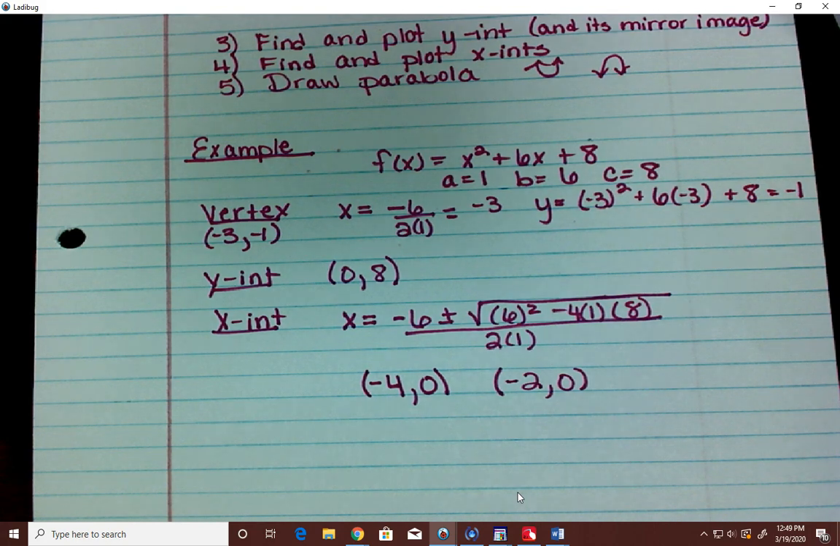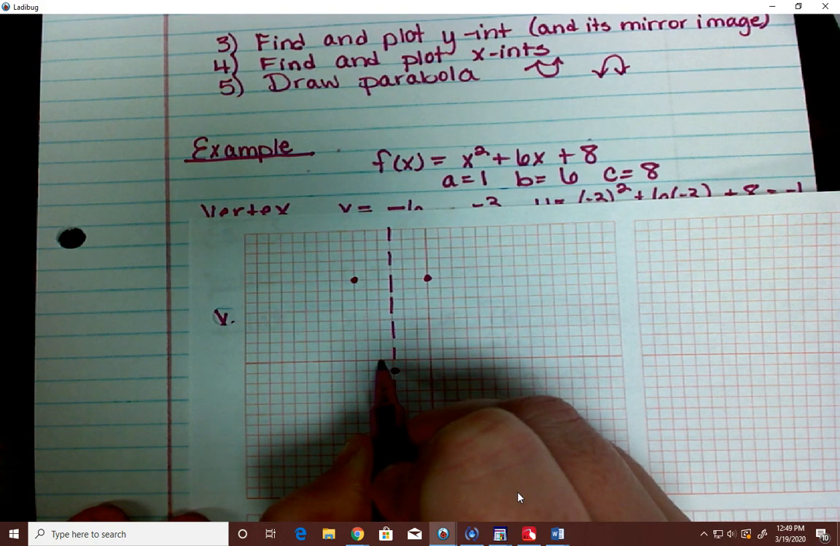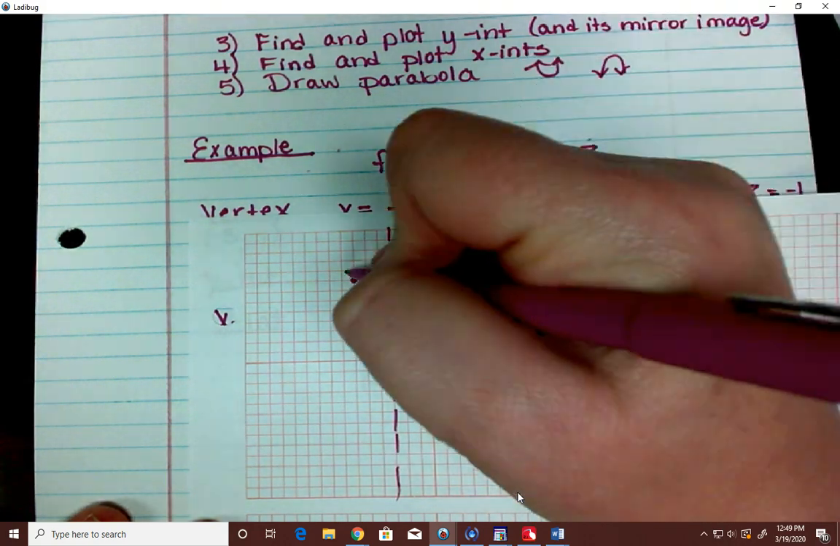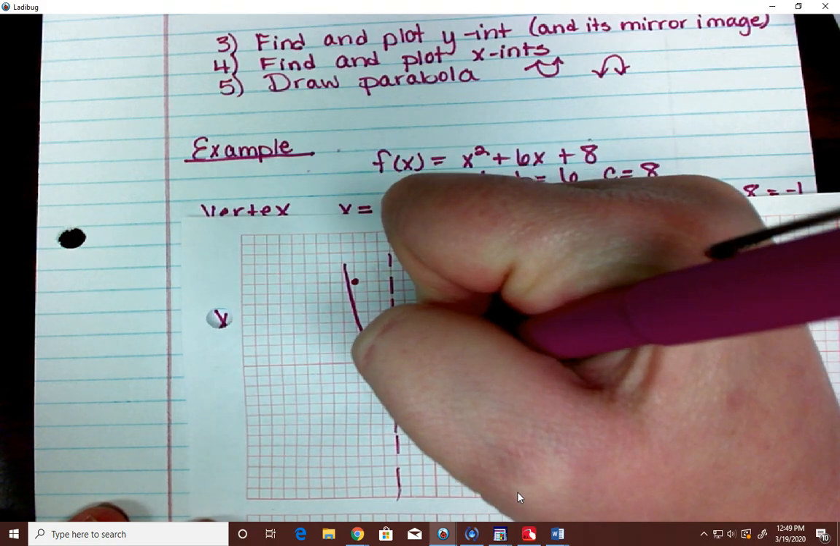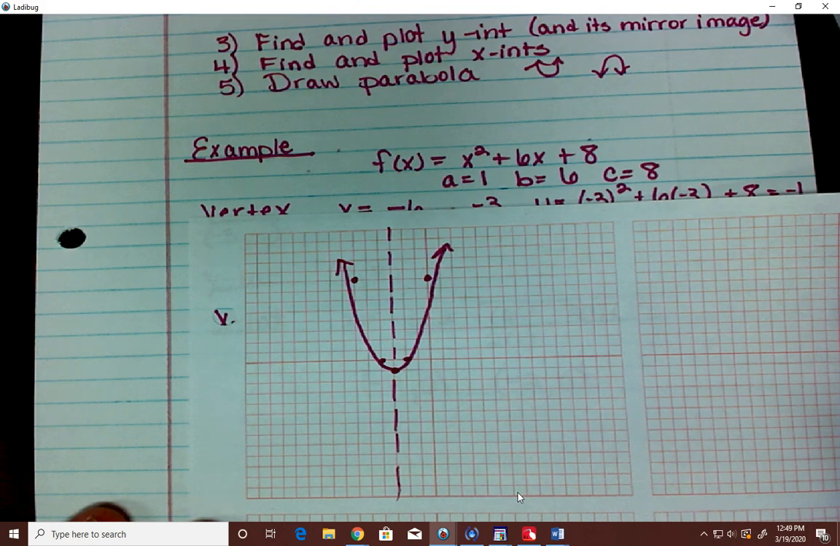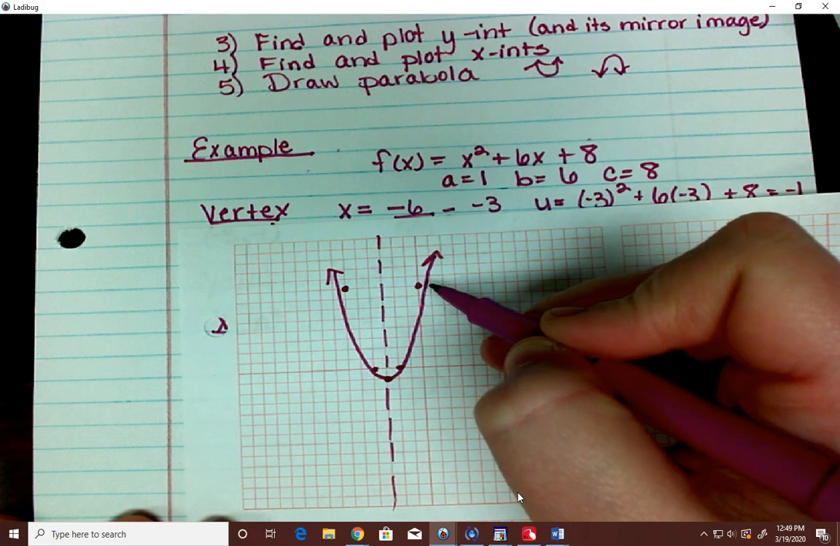So I go back to my graph paper. And I graph (-4, 0), (-2, 0), and then my last step is to draw in my parabola. Remember, it looks like a U and not an X. And so there's my graph. So when you graph these, I expect to see these 5 points.